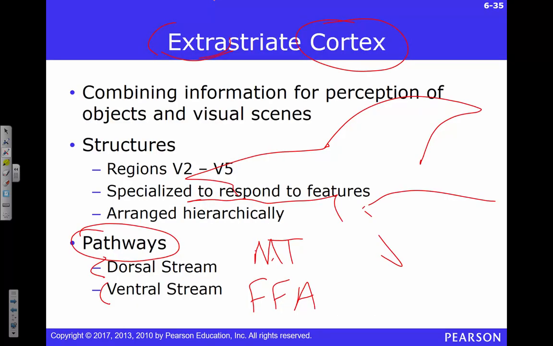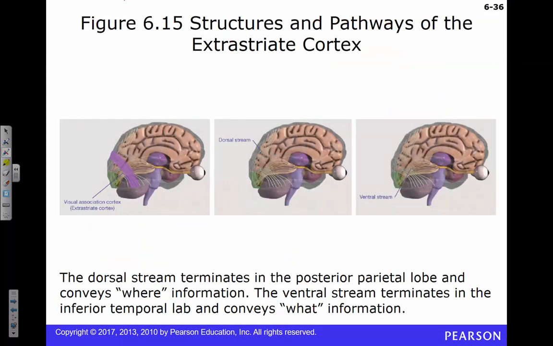I'm trying to think if I want to, there's a great story I want to give you, but I'm going to talk more about the fusiform face area later. I'm going to give you a wonderful story about chimpanzees then, okay? It's going to be thrilling.